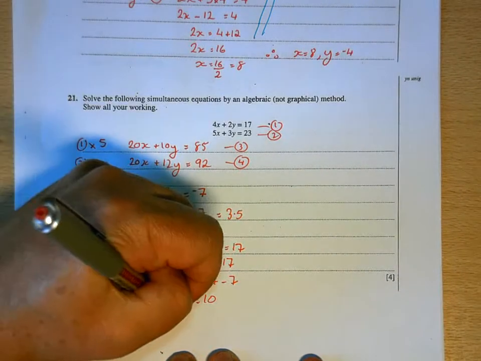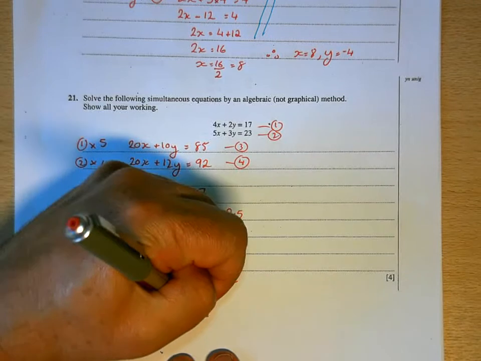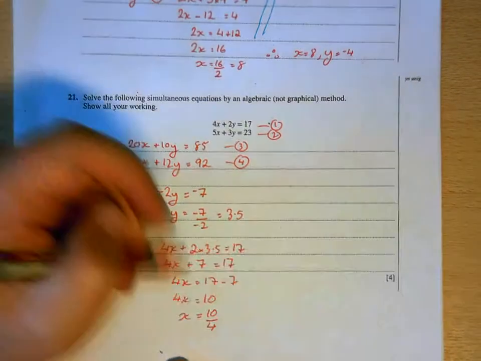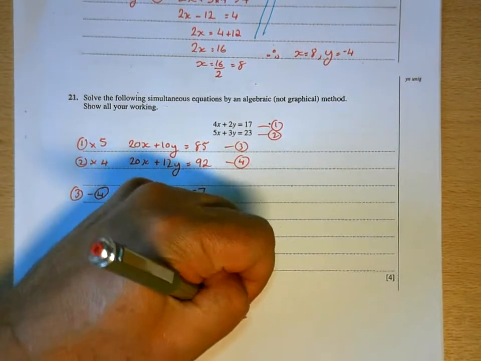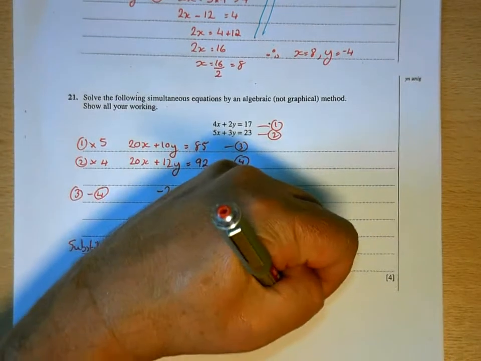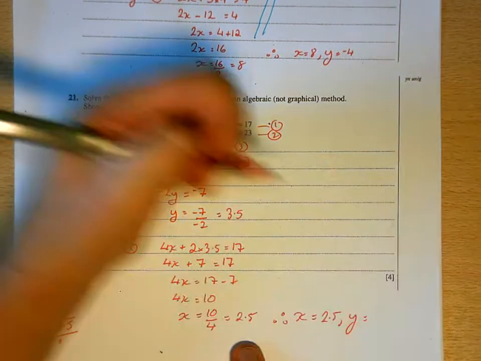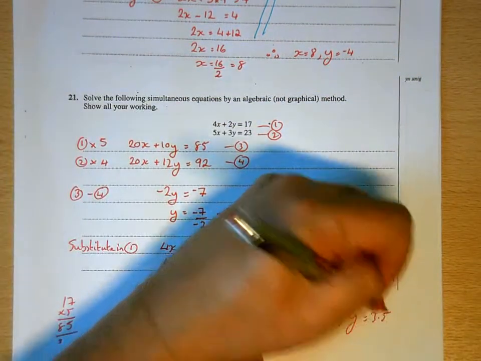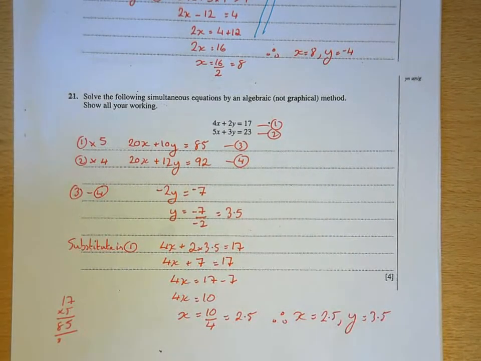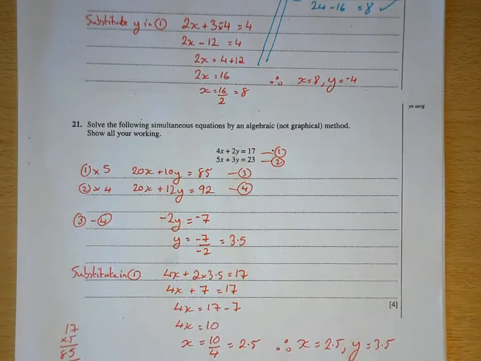So 4x equals 10. The 4 and the x are joined by times, the opposite is dividing. 10 divided by 4 is 2.5. So therefore x equals 2.5, y equals 3.5. And again, you could plug those back in and check that they balance in the same way I did in blue above.